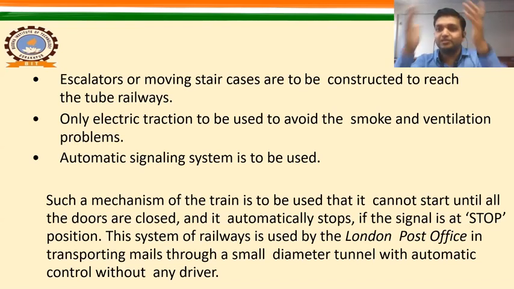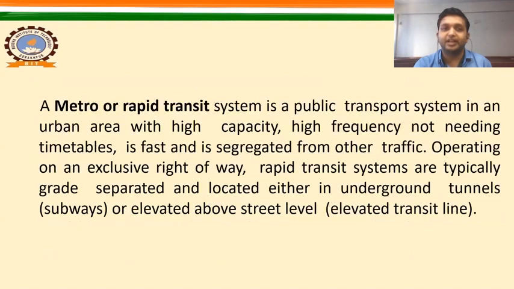So the basic idea behind this tube rail is that the mechanism should be automatic. It should automatically stop, it should automatically run, and it should contain escalators, electric traction, and an automatic signaling system, right? And presently it is used by the London Post Office in transporting the mails through a small diameter tunnel with automatic control without any driver. Now, moving to the next slide: till now we have seen two different trends. The first one was the maglev train, the second one was the tube rail.